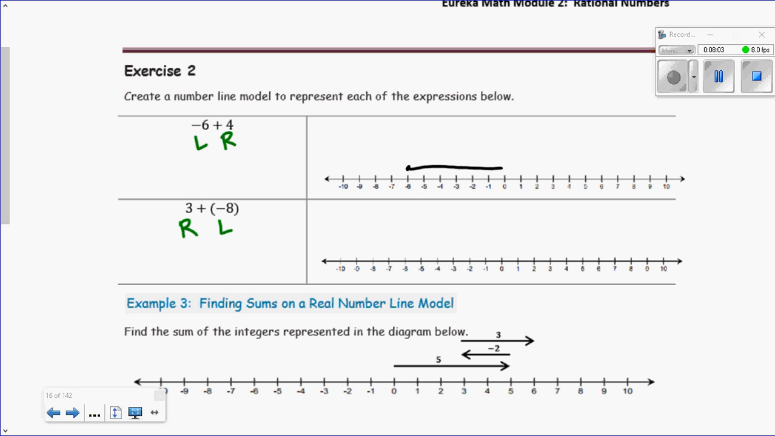Okay, if you're watching this, it means you already tried it and you're seeing if you did it correct. So 6 to the left, and then 4 to the right. Where did we end up? Negative 2. Okay, next one.